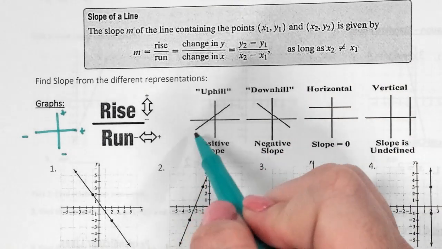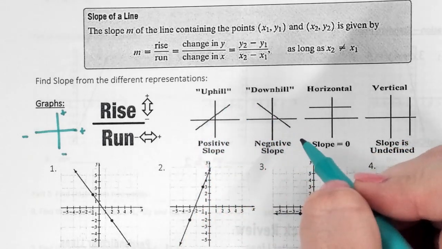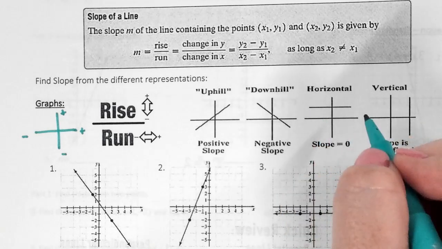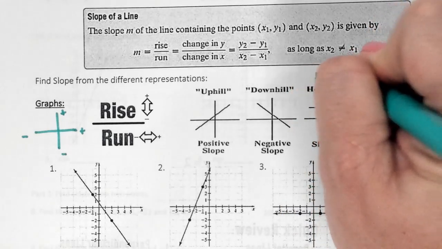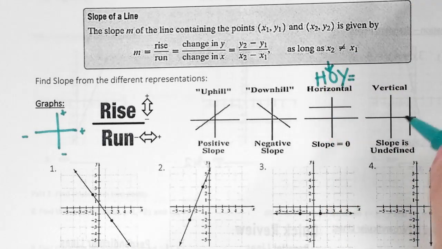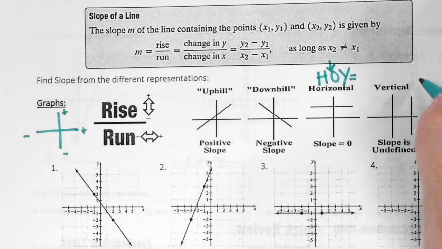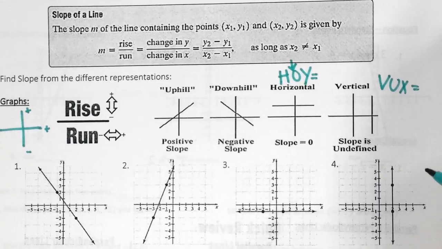Positive slope goes uphill, left to right. Negative slope goes downhill, left to right. Horizontal is a 0 slope. Remember, we talked about this, HOY. It's a y equals equation, and it's a 0 slope. And then vertical is VUX. It's undefined, and it's an x equals equation. So that's your vertical line, and it's undefined.